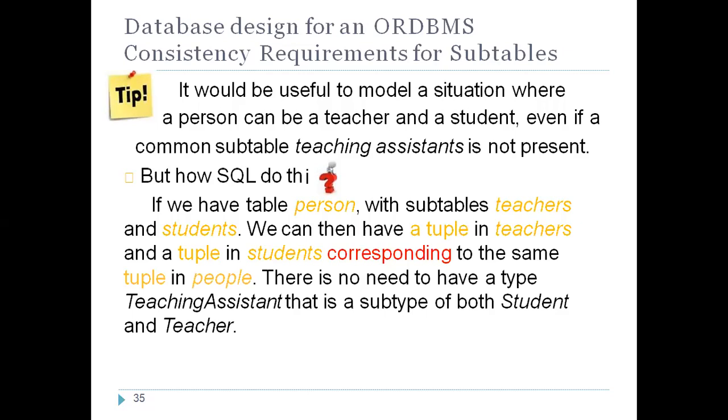The tuples present in people are actually deriving their values from the particular person table. The tuple can be in teacher and the tuple can be in student also. So there is no need for any subtype like a teaching assistant that corresponds to both student and teacher. A teaching assistant can be a student and teacher at the same time, but here we derive the value from the person and put it into a teacher and into a student at the same time. It means that the person can be a teacher and at the same time a student. That's why we don't need to create another teaching assistant subtable there.